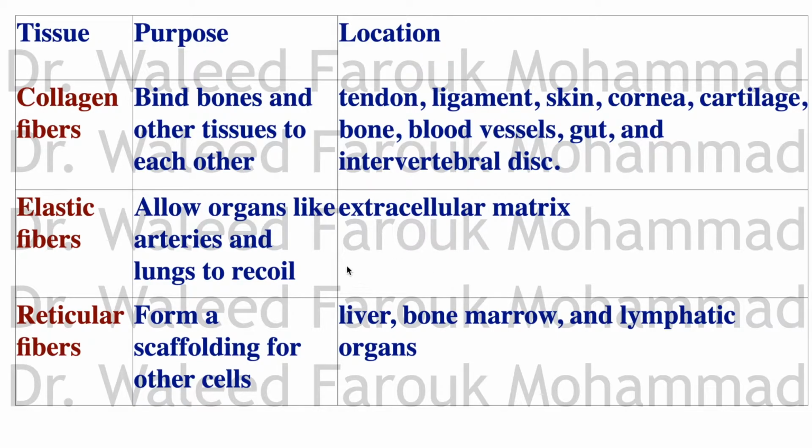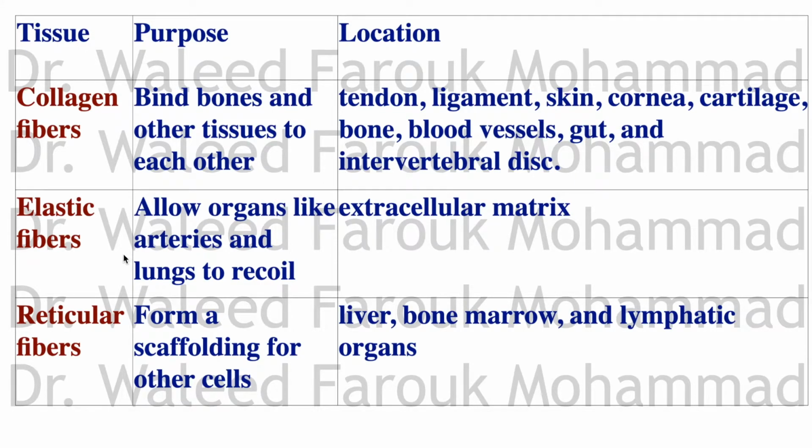Now, for the types of fibers, we have collagen fibers. The purpose of collagen fibers is that they bind bones and other tissues to each other. They're present in the tendons, skin, cornea, cartilage, blood vessels, gut, bone, and intervertebral discs.